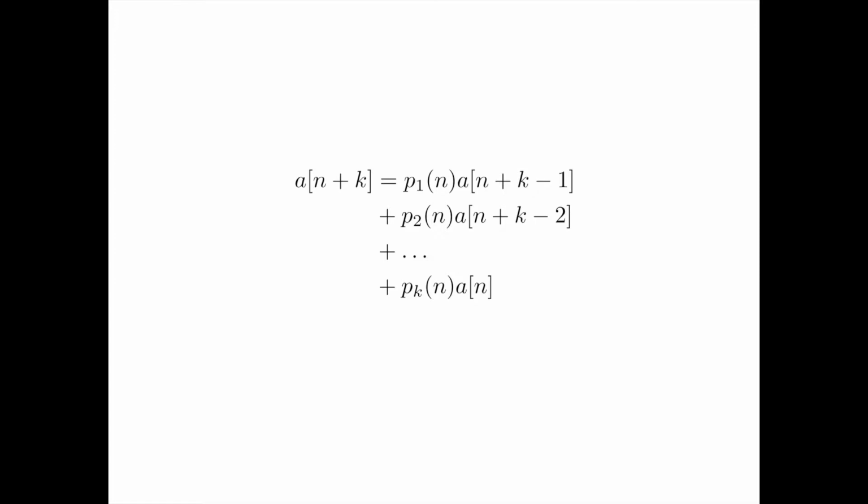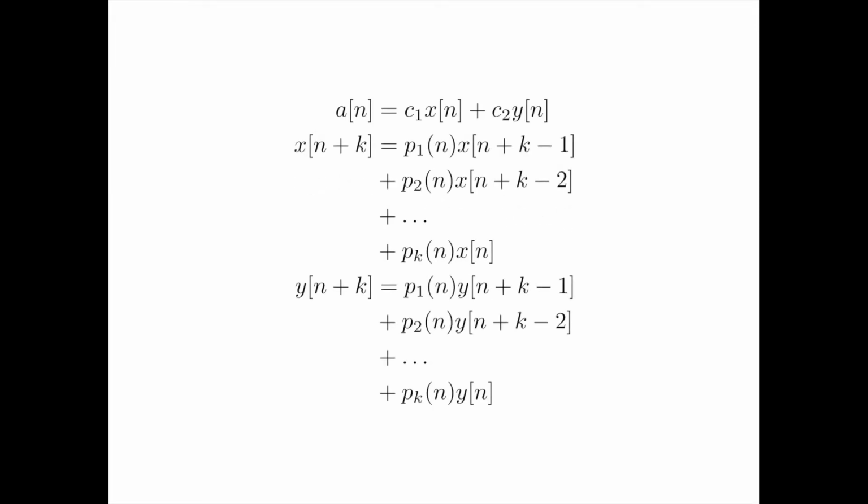Homogeneous linear recurrence relations have the useful property that, ignoring initial conditions, linear combinations of solutions will still satisfy the recurrence. To prove this, let's suppose we have two solutions x of n and y of n that satisfy a linear homogeneous recurrence relation, and two arbitrary constants c1 and c2. We will then show that a of n equal to c1 times x of n plus c2 times y of n also satisfies the same recurrence.